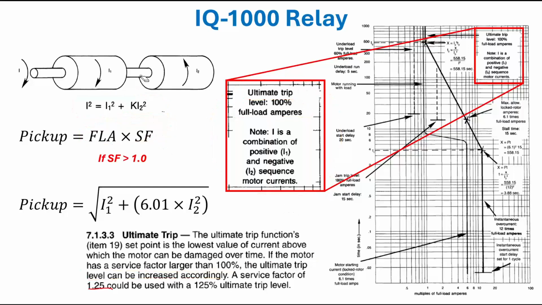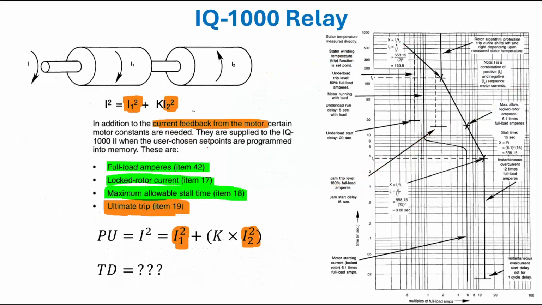So that's all it's trying to say: essentially your pickup, your ultimate trip level, is going to be FLA times service factor. And that's only if you have 100% positive sequence. Because if you were to have 0 negative sequence, then everything on the right hand side right here cancels out, and then this is just positive sequence squared, and then you square root it, so it becomes the exact same number. And so this would equal your I1. All right, so everything lines up and it all feels good.